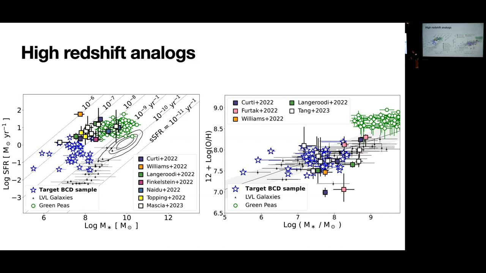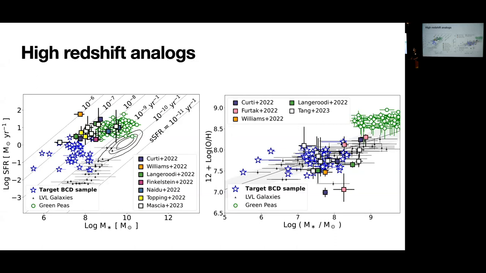So I'm going to conclude that these low mass galaxies are very hard to study, but that they are the objects that I think are most similar to the high redshift galaxies. And then I would like to have more collaborations with observers on the low mass galaxies. Thank you.